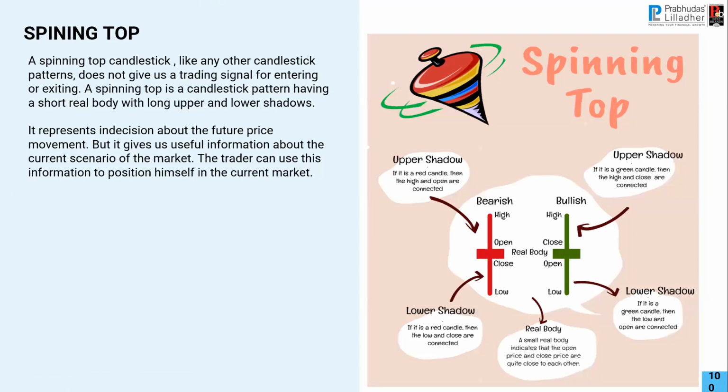A spinning top candle, like any other candlestick pattern, does not give us a trading signal for entering or exiting. The spinning top is a candlestick pattern having a short real body. It is similar to a doji, having the upper and the lower shadows or wicks. It represents indecision about the future price movement, but it also gives us useful information about the current scenario in the market. The trader can use this information to position himself in the current market. By itself it does not give you any indication. It again means that there is active participation between the bulls and the bears.